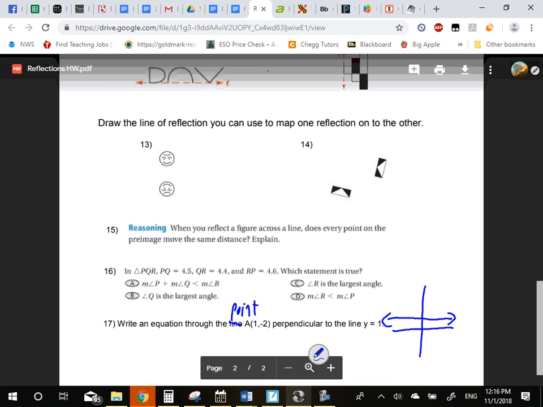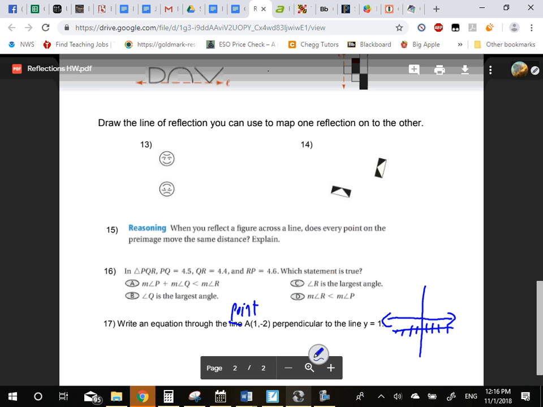Okay. What do we know about a line that's going to be perpendicular to a horizontal line? It's perpendicular to horizontal. Vertical. So we need to have a vertical line, and vertical lines go through the x-axis. So if we need to go through that point, where's my vertical line going to go through? Which x? What's my x coordinate there?